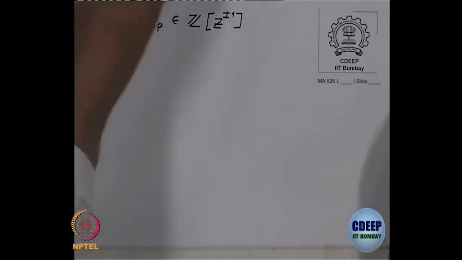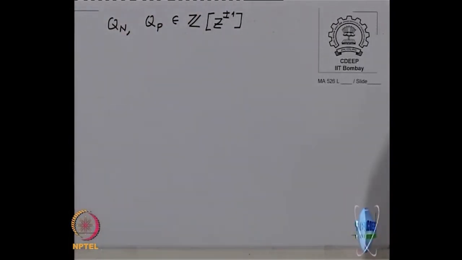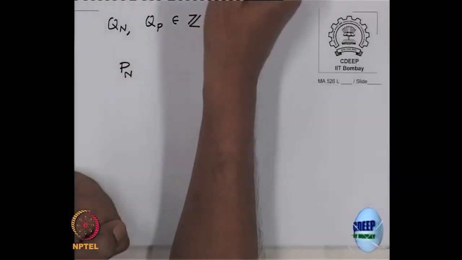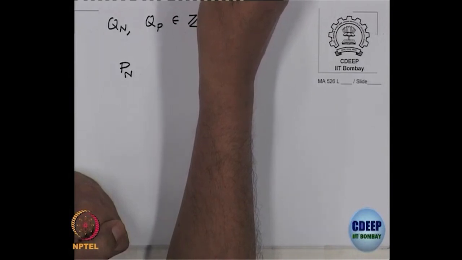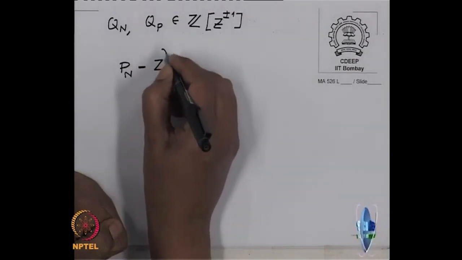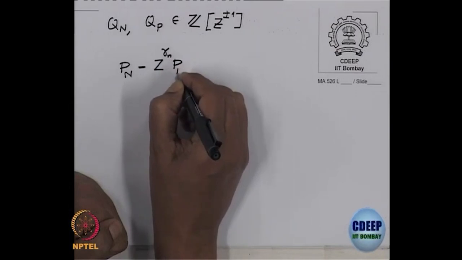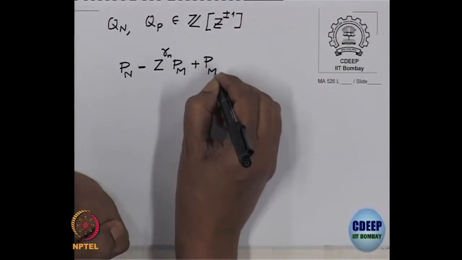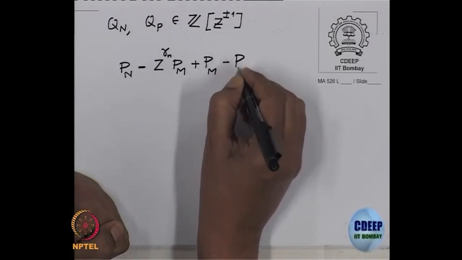And now, because of this exact sequence above, we will take the alternating sum, which is 0. So, let us write the sequence for that. We get, starting with N, that is P_N. The next will be this shifted M by gamma n, and we know what the Poincare series for this is. So, that is, with a negative sign, minus z to the gamma n P_M. The next is M, so that is P_M with a plus sign. The next is with a minus sign P_P, and this is 0.